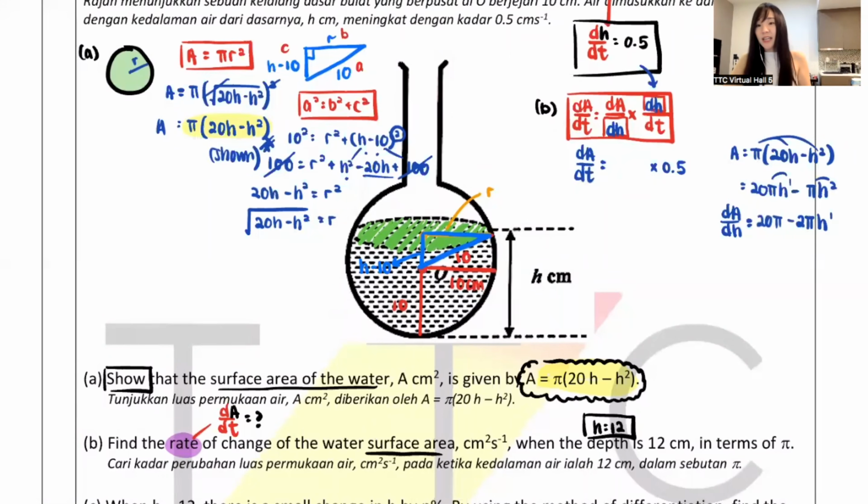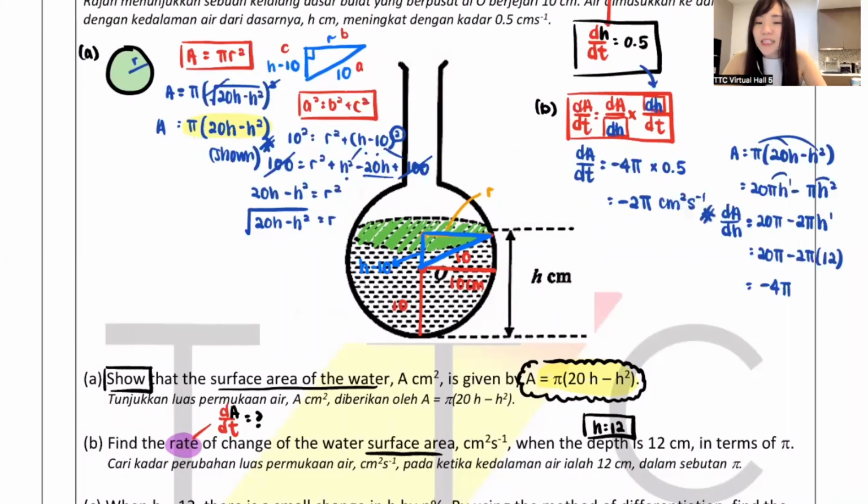So guys, once I got dA/dH, and then they tell me what? H is 12. H is 12, isn't it? We can sub 12 inside. See it? So 20 minus 2 times 12. Negative 4 pi. Correct. So guys, I sub negative 4 pi inside. This one times 0.5, isn't it the answer? Negative 2 pi cm squared per second.